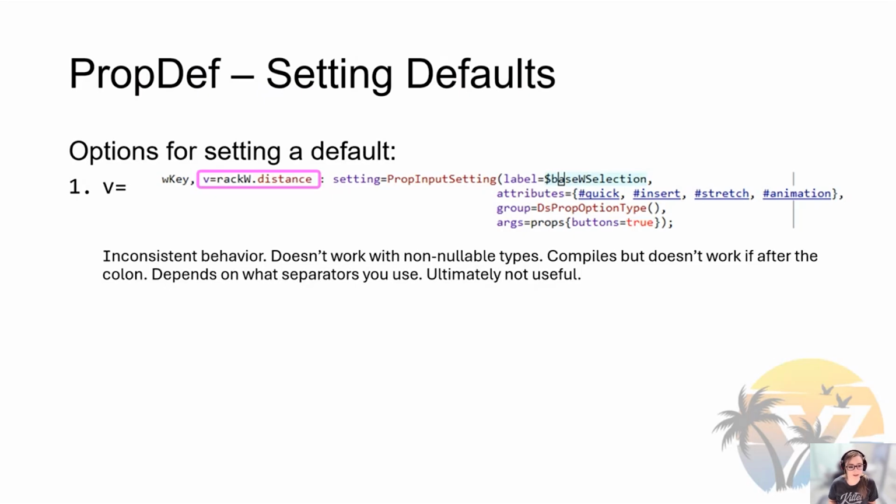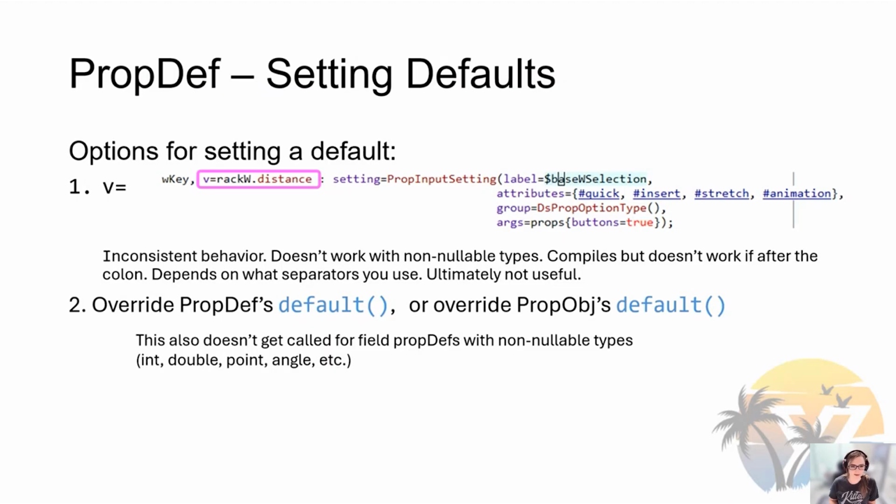This is going to have really inconsistent behavior. It does not work with non-nullable types. These are going to be primitives like integers or doubles. This compiles, but doesn't work if you actually put it after the colon. And it also depends on what separators you use. So ultimately, it is not consistent or useful from what we have found. It still compiles. You can still try. It'll work sometimes, but that's not good. And if you're a developer and you don't know these facts, it's going to be a huge pain figuring out why it didn't work.